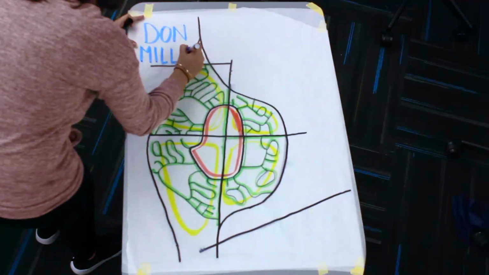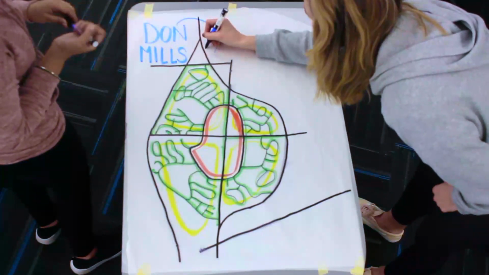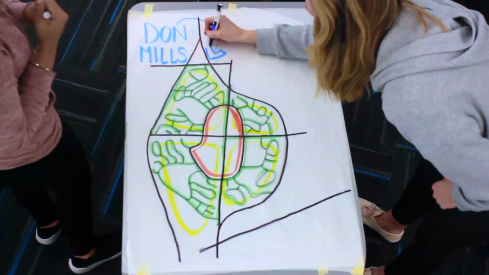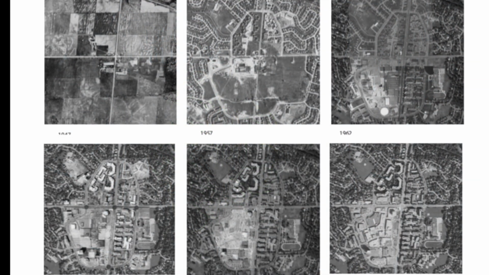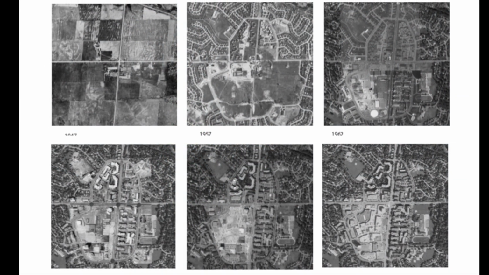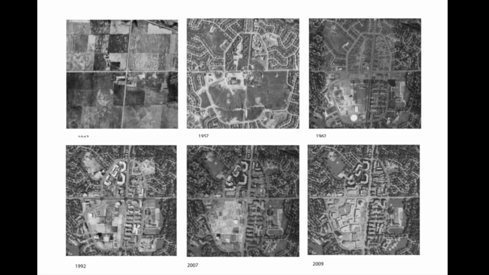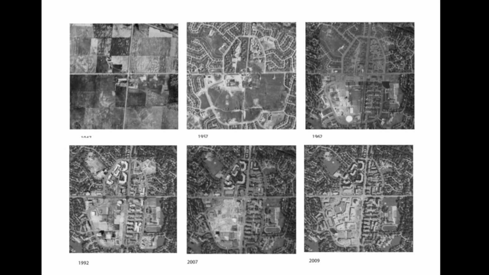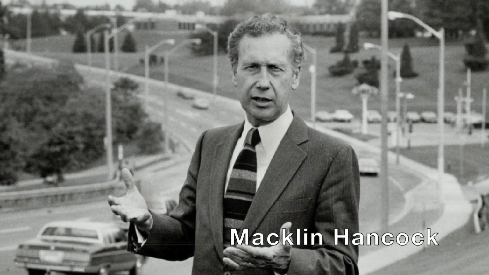Within the ring were the most regional uses, including a shopping center, a high school, a post office, a community and recreation center, and a library. Within a few years, the fringes of other Canadian cities began to resemble the shape of Don Mills. By the 1970s, the planning of every Canadian city was dominated by the suburban form first designed by Hancock.